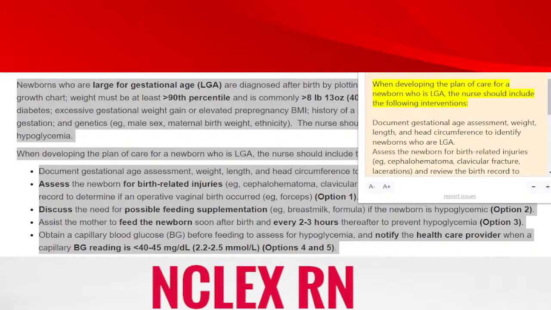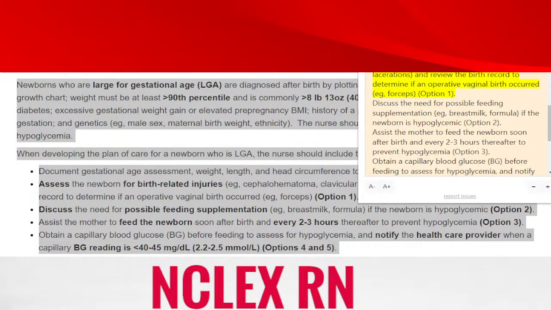When developing the plan of care for a newborn who is LGA, the nurse should include the following interventions. Document gestational age assessment, weight, length, and head circumference to identify newborns who are LGA. Assess the newborn for birth-related injuries, e.g., cephalohematoma, clavicular fracture, lacerations, and review the birth record to determine if an operative vaginal birth occurred, e.g., forceps, option 1. Discuss the need for possible feeding supplementation, e.g., breast milk or formula, if the newborn is hypoglycemic, option 2.